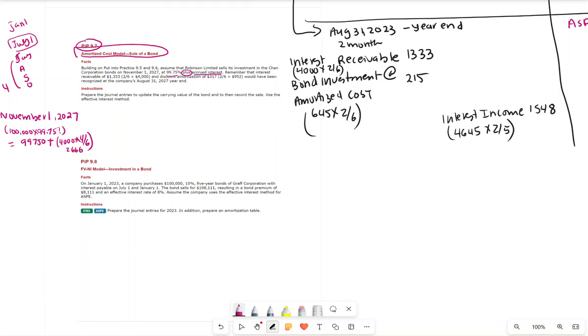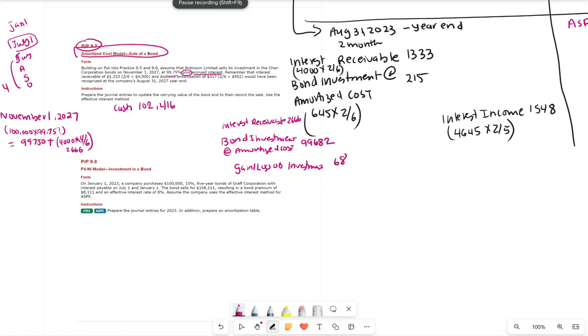So when you do that, we are going to debit cash. The cash value will be 102,416. That's what the value will be. Of course, since it was accrued interest, we needed an interest receivable account, because we had an adjusting entry. So that will be 2,666. That would be my interest. Then we needed to get rid of the bond investment at amortized cost. The value of that will be 99,682, and then we have a gain/loss on sale of investment, which is 68.